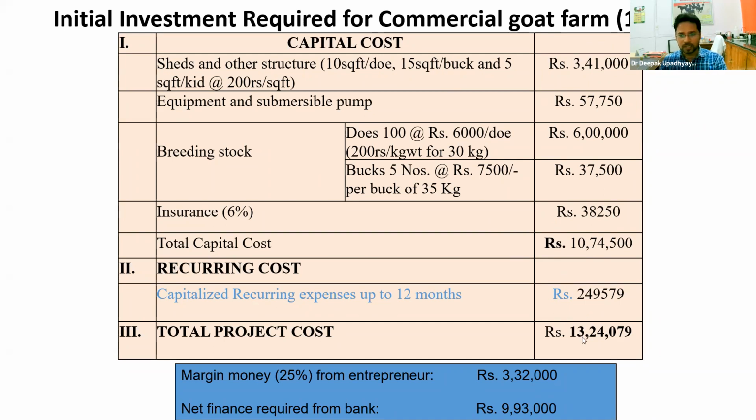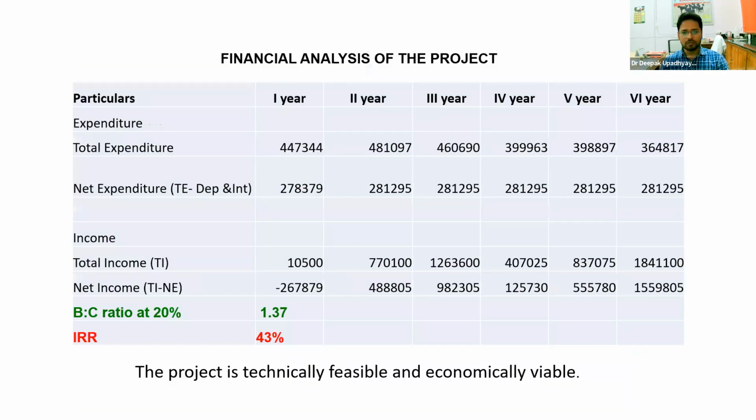But with this requirement, if you are willing to start up with 100 goats, you need this much investment. So this is the financial analysis of that particular project. We are getting the BC ratio of 1.37. The internal rate of return is 43%, which is very much healthier.